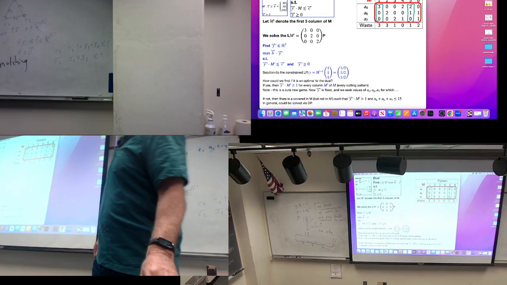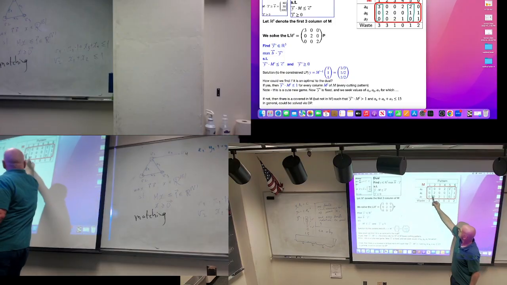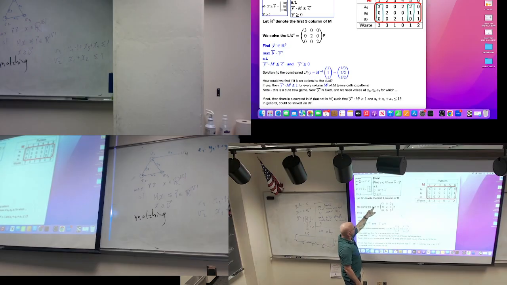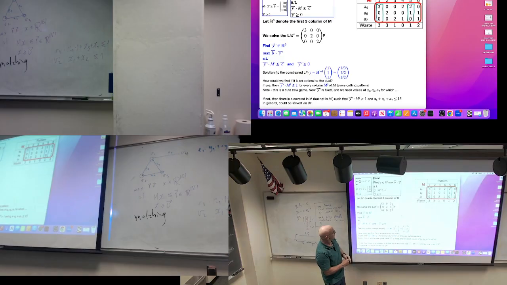So that's where we are going. So let's pick M prime, the restricted version of M here. Let's solve the LP problem when M prime is just the first 3 columns: 3, 0, 0, 0, 2, 0, and 0, 0, 2. Okay, and I want to find a y here that satisfies it.